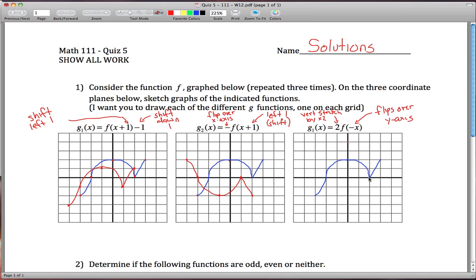This point right here, if I flip it over the y-axis, so let me make sure we still see that point up there. That came from this guy. This guy, if I flip it over the y-axis, it goes over to here. And then I stretch it vertically by 2, it just stays there. So this guy goes to here. And similarly, what used to be there goes to here.